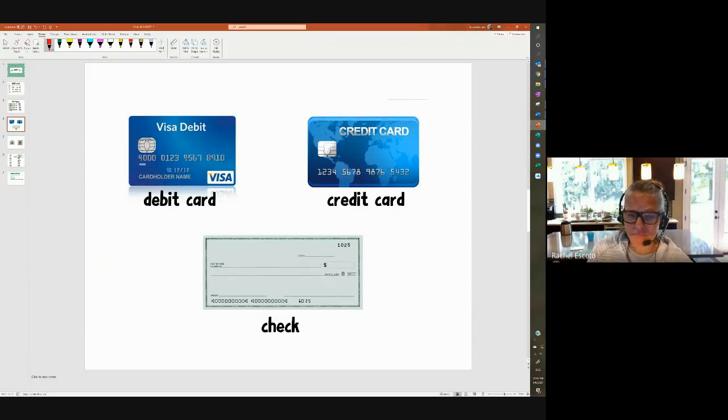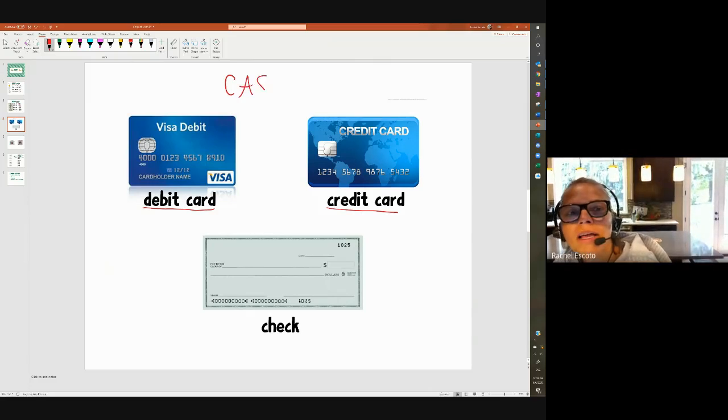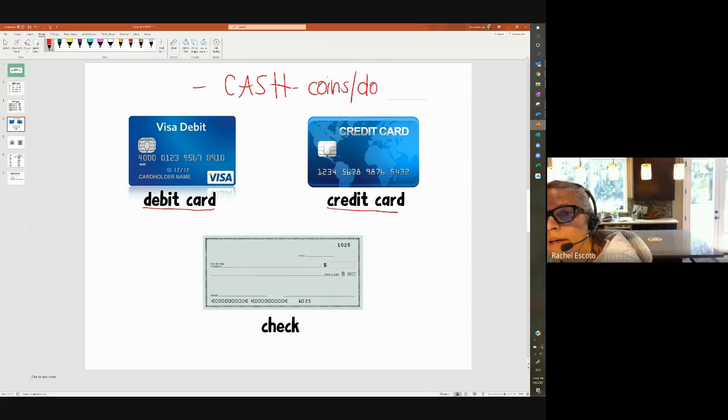There's some other kinds of money. This isn't actually money, but there's a debit card and a credit card. Do you know the difference? Credit card means pay later. They take money back later. Debit card means take money now, right? It's a card. It's not cash. It's not coin. Oops, I should write the word cash. I haven't even said that one. It's not cash. Cash is coins and dollars only, right?